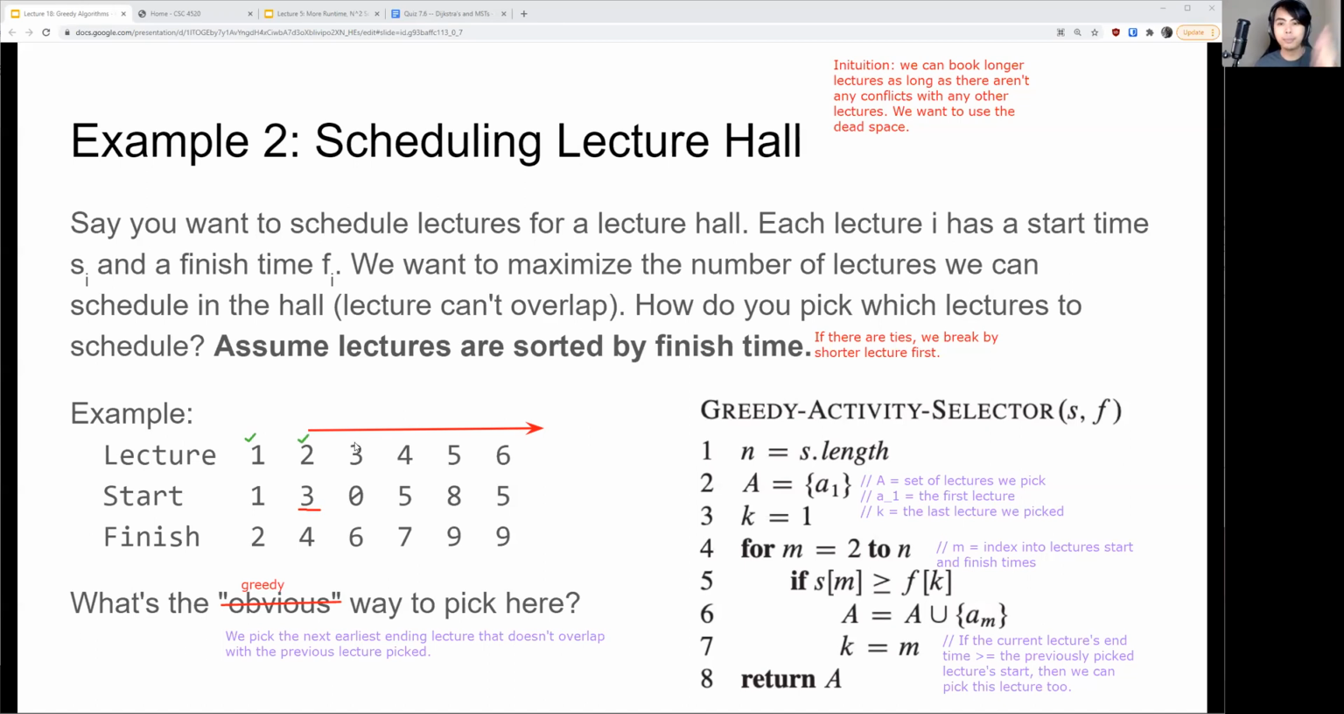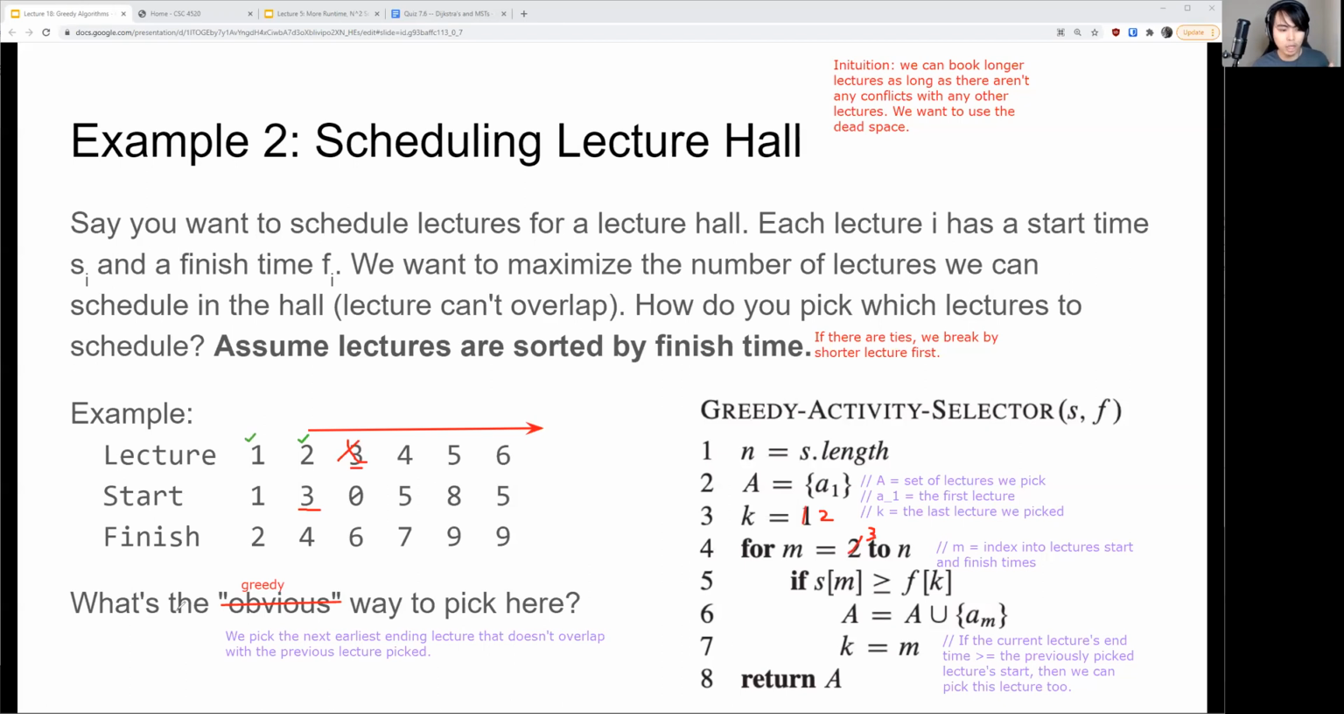We do the same thing now, and we set K from 1 to 2, right? So now K is equal to 2. And M now is equal to 3, right? So now we're looking at lecture 3. Lecture 3, we do the same logic. Is the start time greater than or equal to the previous lecture's end time that we just picked? Yes or no? Of course not, right? Because 0 is not greater than or equal to 4, so we don't pick this one. We cross this one out, right?